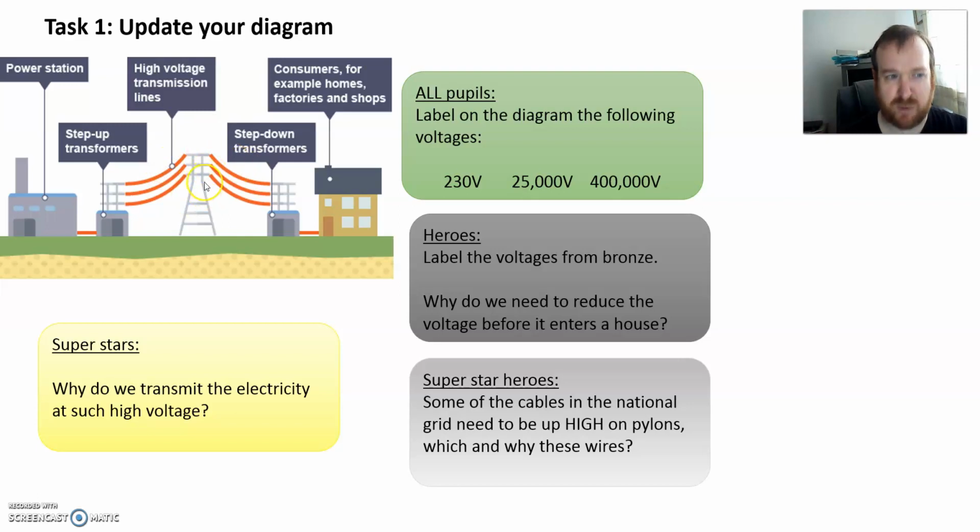And then some of you might be able to talk about why we want to keep this up high. Why do we bother going to the effort of putting it on big pylons? They're expensive to build and harder to maintain. Why do we have these wires up high? Those are your 4 little jobs. Spend maybe 10-15 minutes on this. If you get really stuck, you can move on after maybe 5, 6, 7 minutes. But 10 minutes or so, I'd expect you to finish annotating your diagram, and upload that as part of your work to Class Charts.